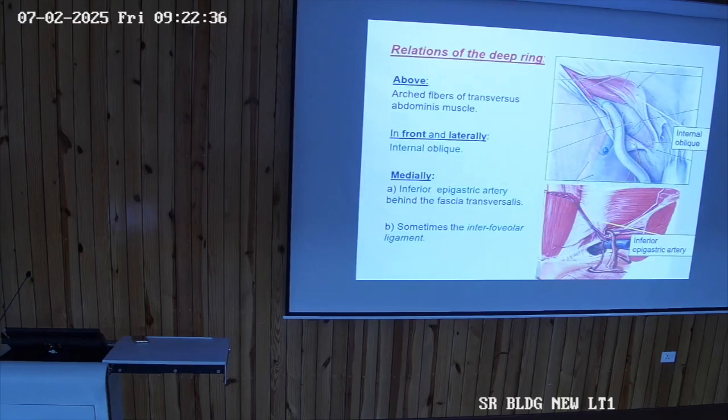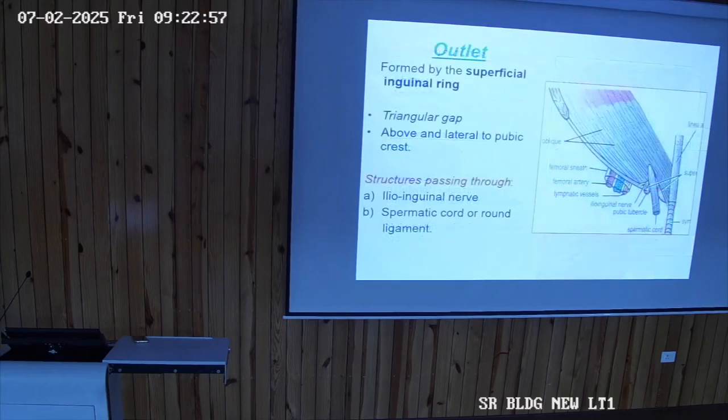These are the relations of the deep ring. I am not going into their details, but just remember above there are arched fibers of transversus abdominis. In front and laterally there is internal oblique. Medially there is the inferior epigastric artery, and there is something called the interfoveolar ligament. Not exactly as in the exams, but you have to remember it is in the fascia transversalis.